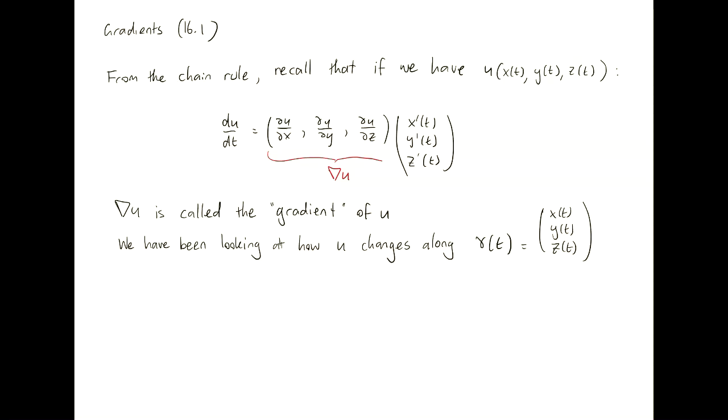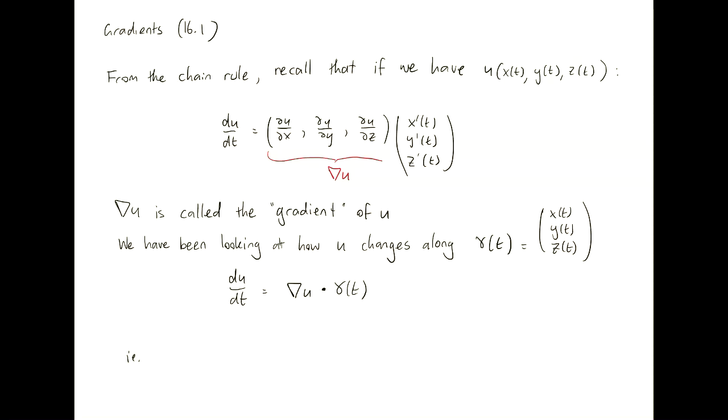And this is a really important piece of information. This allows us to codify it in a really, really nice way, because I can now write that as a dot product. So I have du/dt is equal to grad of u dotted with gamma of t. But of course, u depends on x, y, and z, which depend on t.